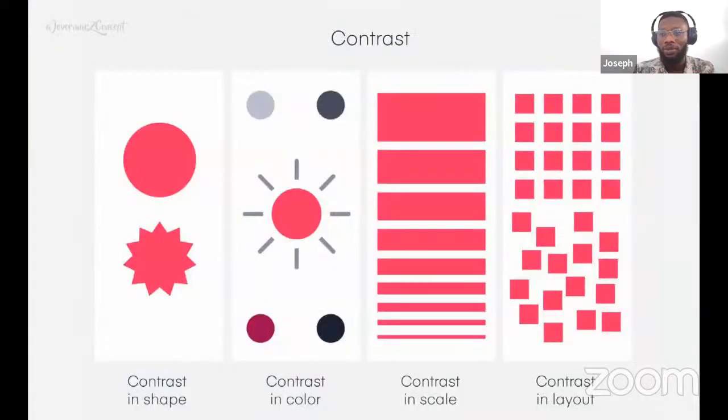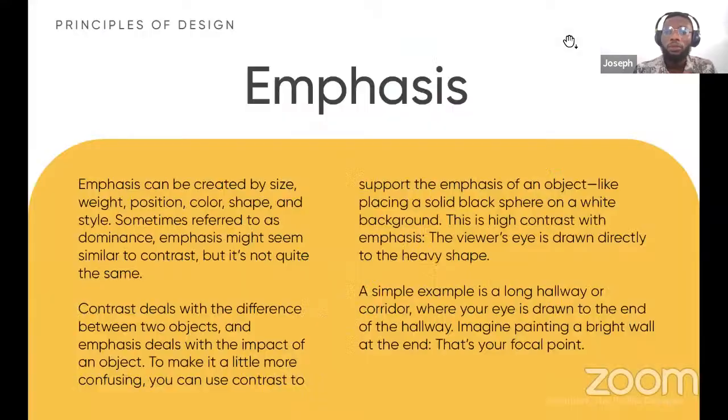So it's that simple, really. These are examples here, as you can see. Contrast in shape, contrast in color, contrast in scale, contrast in layout as well. So contrast goes across the board. It could also be contrast in font. Do you get it? So the next one was emphasis.